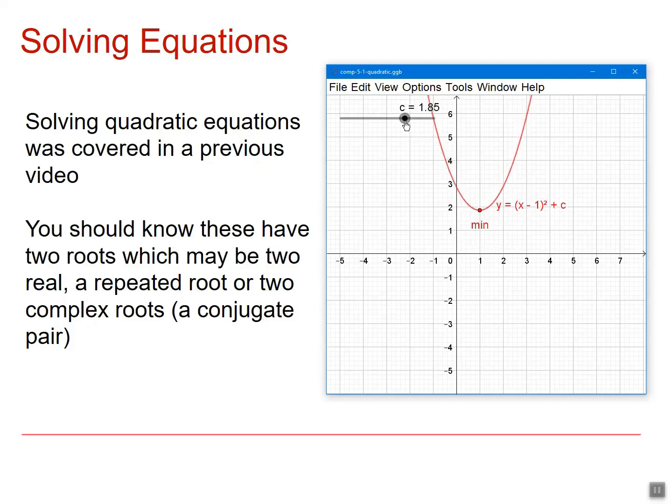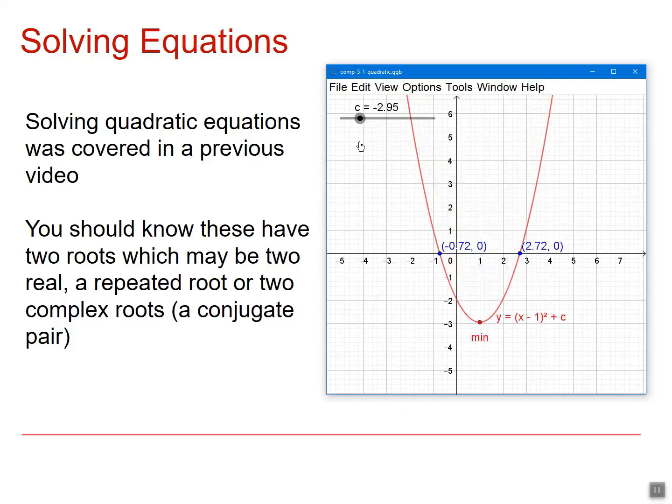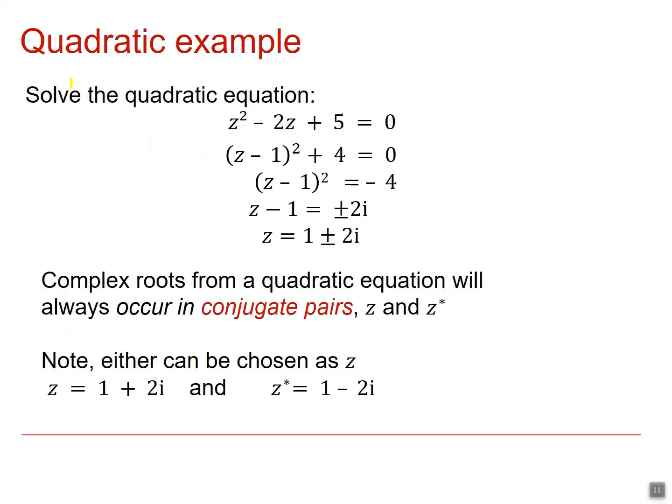Two complex roots, a repeated root, two real roots. So if we want to solve the quadratic equation z squared minus 2z plus 5 equals 0, you can see here by completing the square I get down to two roots for that equation, 1 plus or minus 2i.